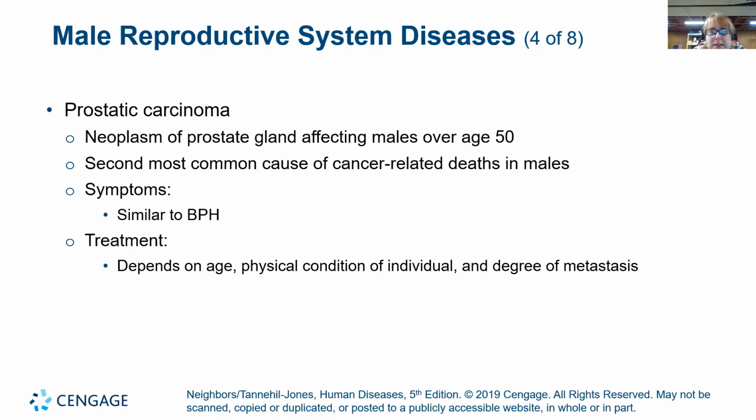Another male reproductive system disease would be prostatic carcinoma. These are neoplasms of the prostate gland, usually affecting males over age 50. It's the second most common cause of cancer-related deaths in males. The symptoms are similar to BPH. The treatment depends on the age, the physical condition of the individual, and the degree of metastasis.